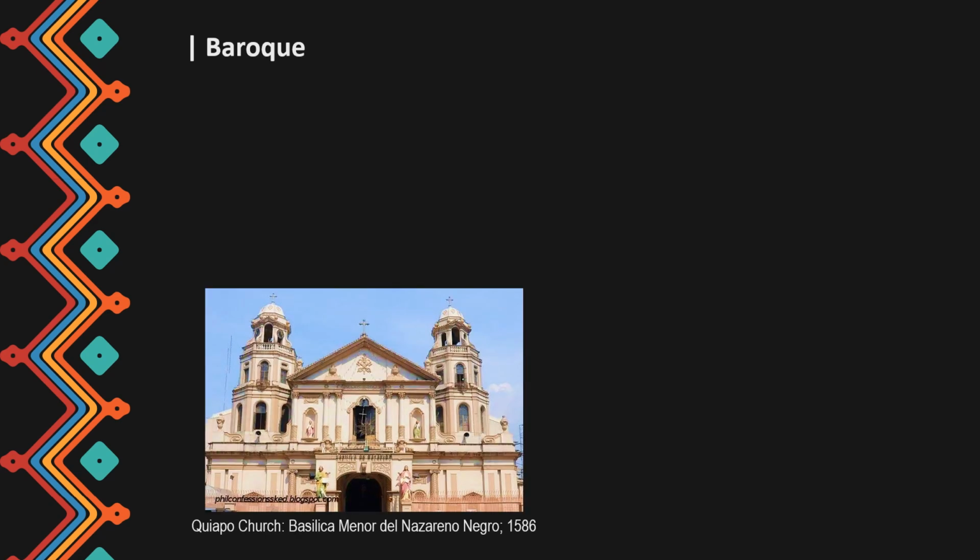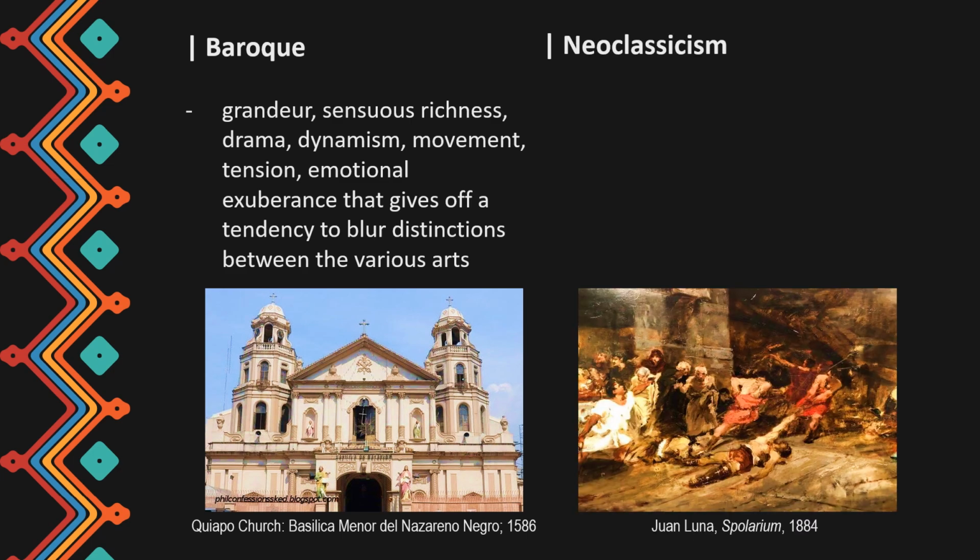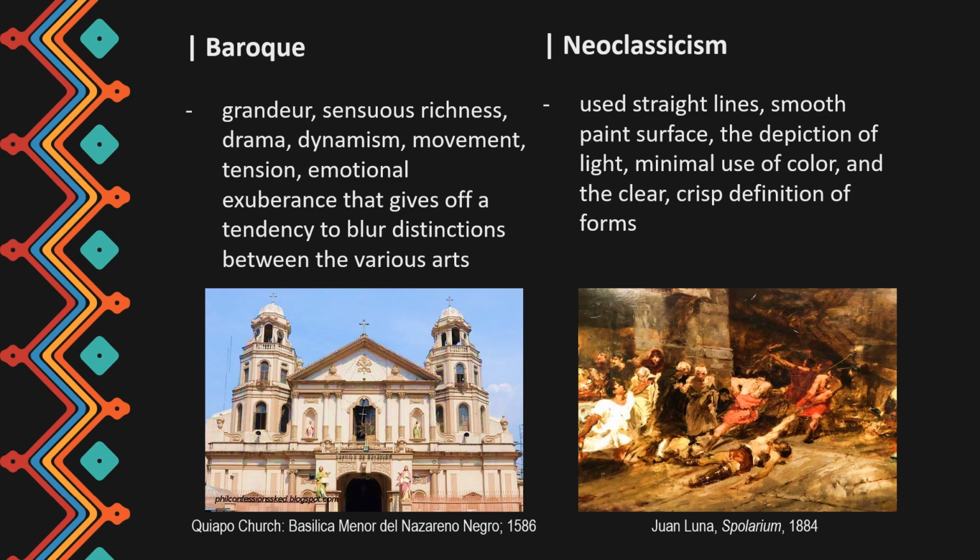First we have Baroque. Baroque is all about grandeur, sensuous richness, drama, dynamism, movement, tension, and emotional exuberance that gives off a tendency to blur distinctions between the various arts. Next, we have Neoclassicism. Used straight lines, smooth paint surface, the depiction of light, minimal use of color, and the clear, crisp definition of forms.